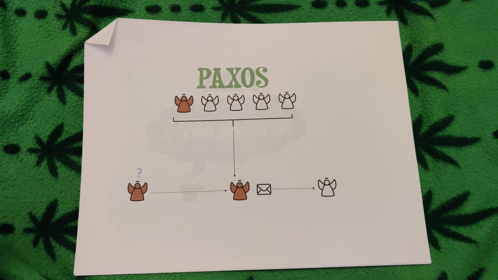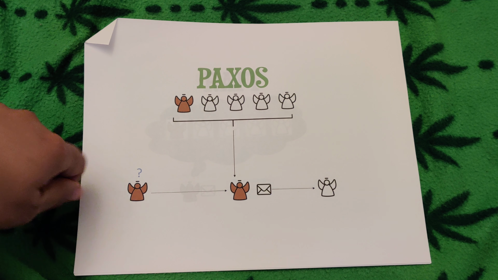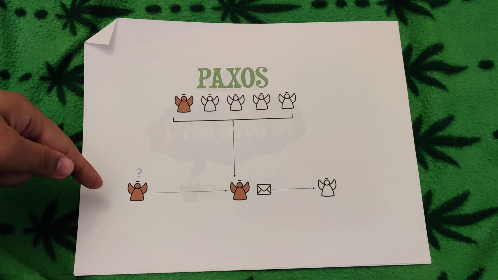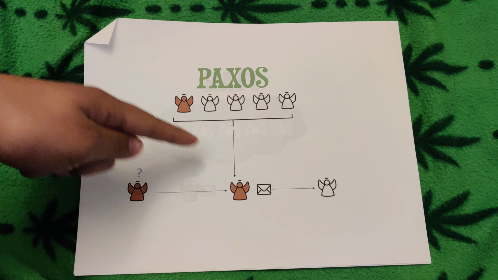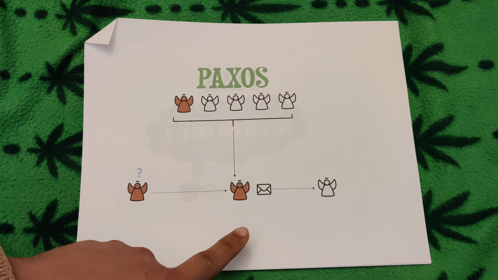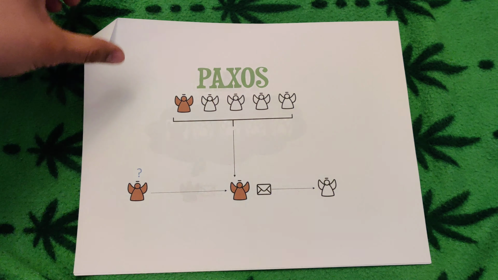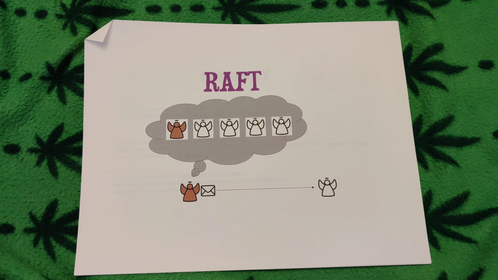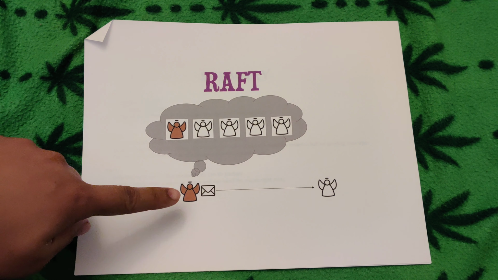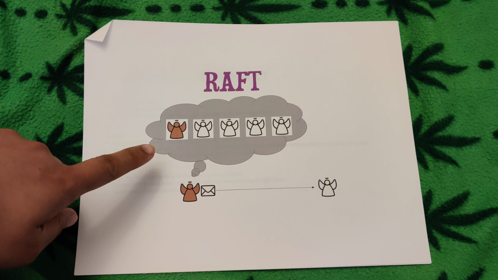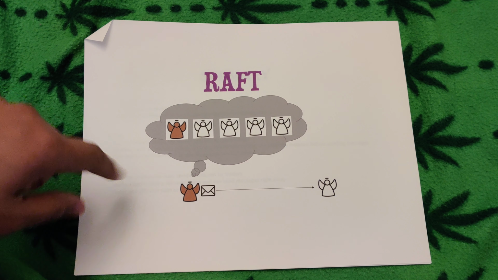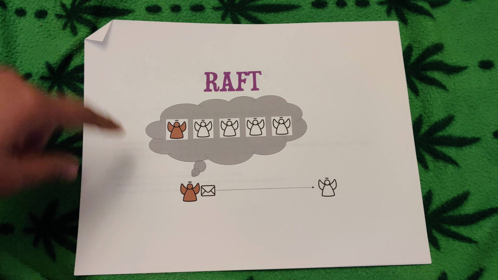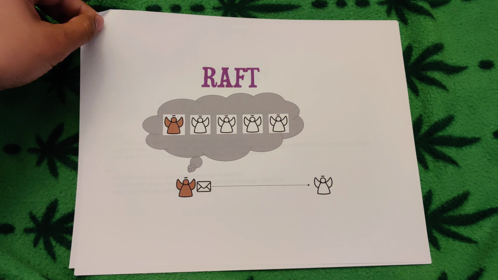In PAXOS, the leader is not always guaranteed to know everything, so it has a learning phase to learn everything about the previous instance before it can send a message to the other components. In RAFT, the leader doesn't need a learning process. It already knows all the details from the previous instance, so it can move on to message sending as soon as it's chosen as the leader.